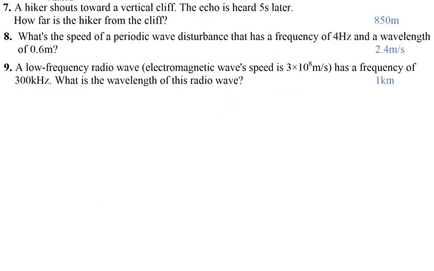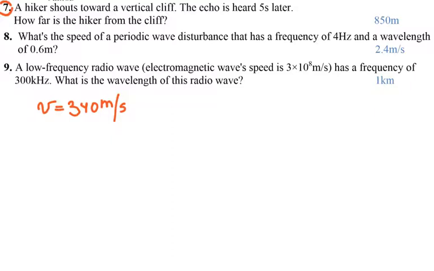For number 7, a hiker shouts toward a vertical cliff. The echo is heard 5 seconds later. How far is the hiker from the cliff? They didn't tell you the velocity in number 7. So I assume the velocity of the sound is 340 meters per second. Every time they don't tell you the velocity of the sound, that is 340 meters per second. And echo heard 5 seconds later.